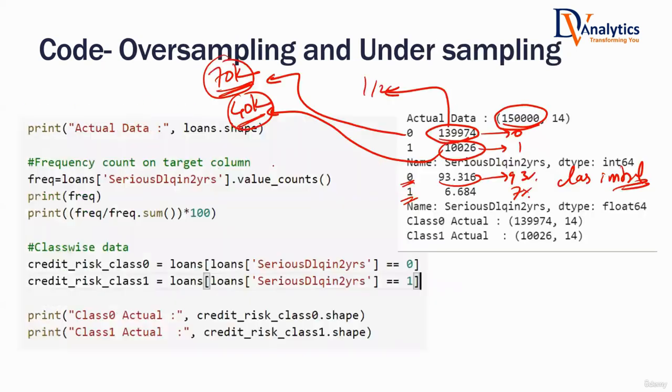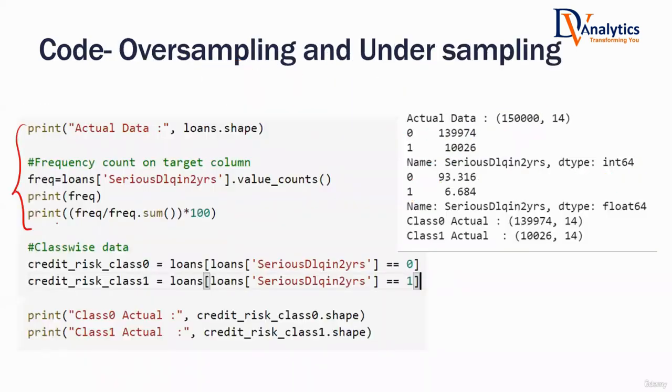Code-wise, if you go through it, it's not that difficult. I'll explain the code part once. This is just trying to find out the frequency, how much percentage is 0, how much percentage is 1. After that, I'm taking a subset, class 0. I'm taking another subset, class 1. Do you understand this filter condition? Go to the loans data where serious delinquency is 0. Go to the loans data where serious delinquency is 1. These 2 lines of code, clear on this?